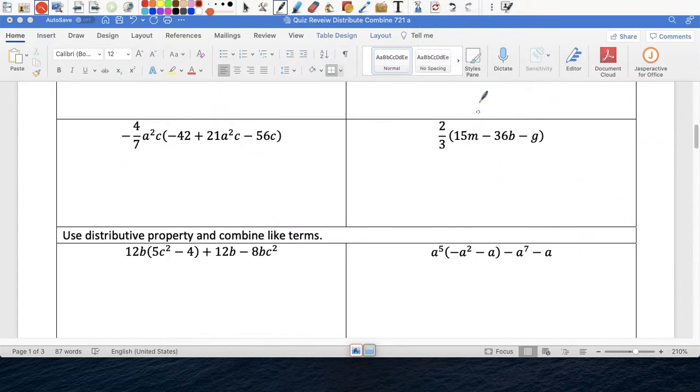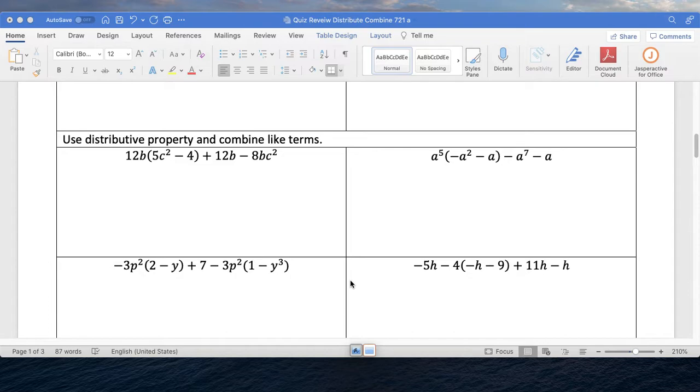2/3 of 15. Again, same thing. 15 divided by 3 is 5, and 5 times 2 is 10, so I get 10n. Positive times a negative is a negative. 36 divided by 3 is 12, times 2 is 24b. Minus, and then there's a 1 here. 2/3 times 1 is just 2/3 g.